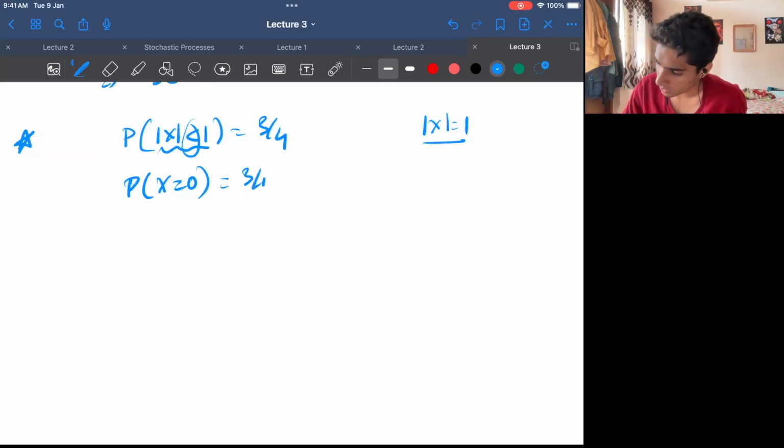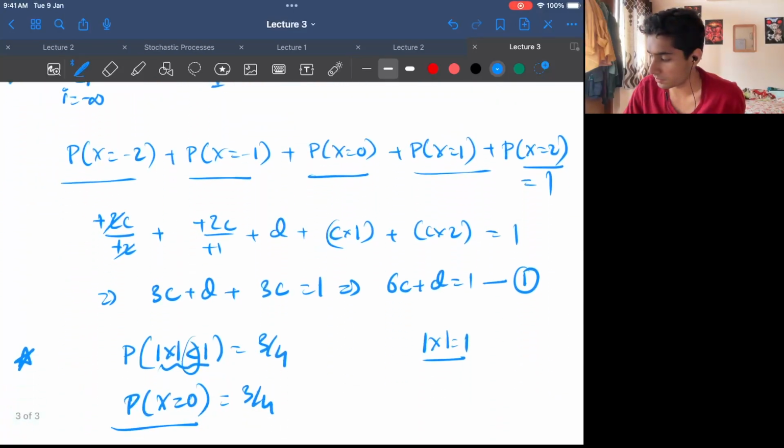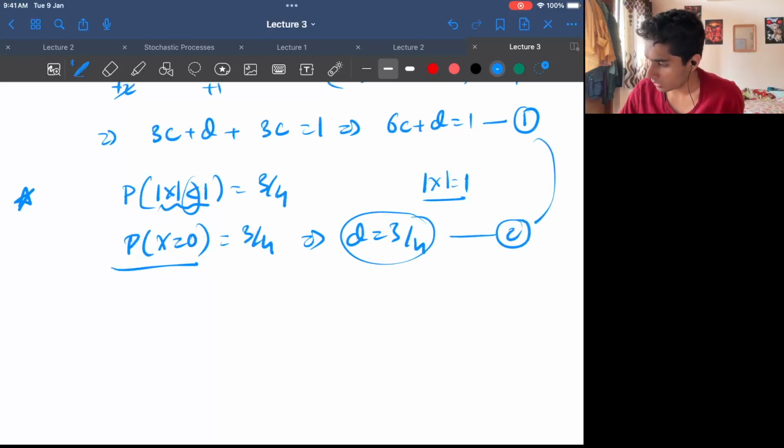This should be equal to 3 by 4. And what is the probability of x equal to 0? That is given to us to be d. So this implies d is equal to 3 by 4. This is your second equation. Just use these two equations.